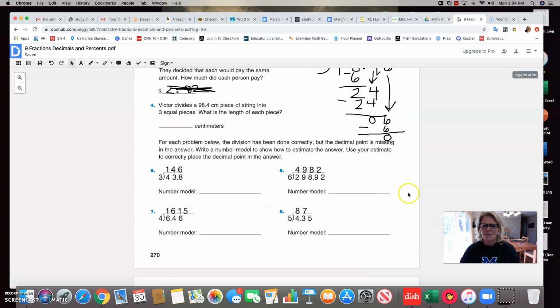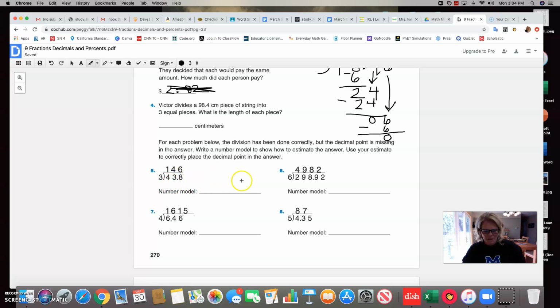Okay. Now this is kind of like yesterday's assignment. So in division, they've already done the work here in these 4 problems, but you got to be careful because they're trying to trick you here. So the answer is 146, but you got to know where to insert the decimal. So up here, it wants you to write the number model to show how you would estimate the answer and then put in your decimal. So we did that with the multiplication as well.